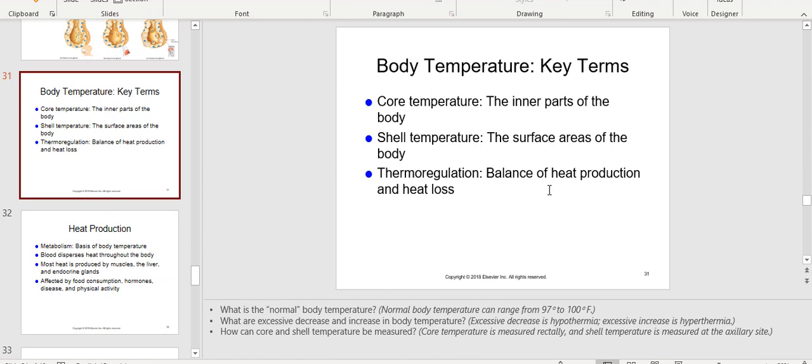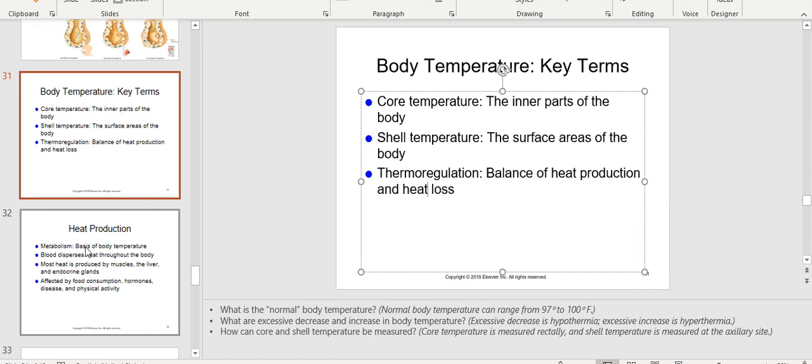Let's have a look here. Body temperature. Key terms: core temperature, shell temperature, thermoregulation. We'll need you guys to know all those, okay? Just what do they mean?